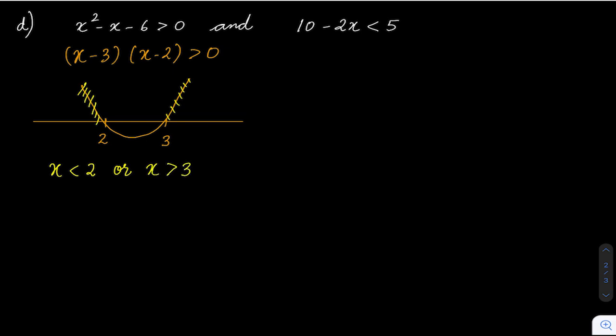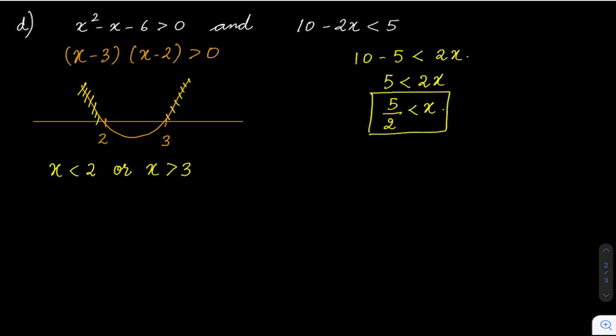Now let's try the second one. Now this is a linear inequality, 10 and 5. So what we do is we take x values on one side and the constants, or the known values, on the other side. So this will be 10 minus 5, and let's take 2x to the right side. So this is 5 is less than 2x. So I'm getting 5 by 2 less than x, which means x is greater than 5 by 2. Okay, so that's it. Now we have the answers for both inequalities.